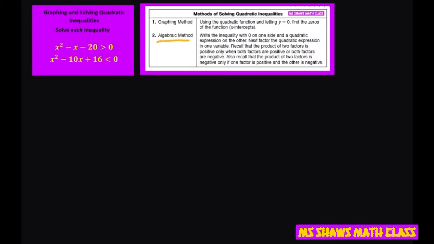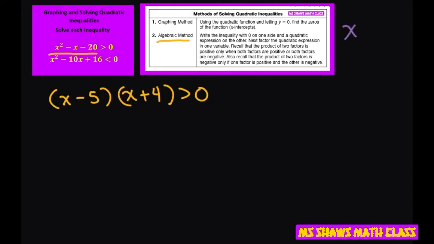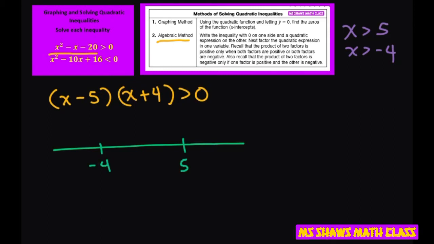We want to write it, and it's already written with zero on one side of the inequality. So let's factor this. We get (x minus 5)(x plus 4) is greater than 0. That means it's positive. If we set each piece, we have x is greater than 5 and x is greater than negative 4. We can use a little sign diagram and write this as negative 4, 5, putting the smaller number first.